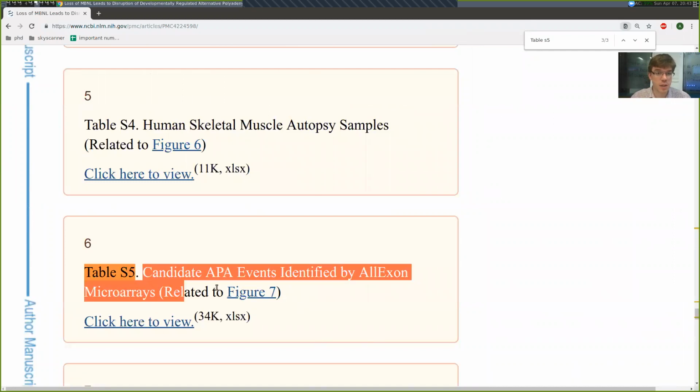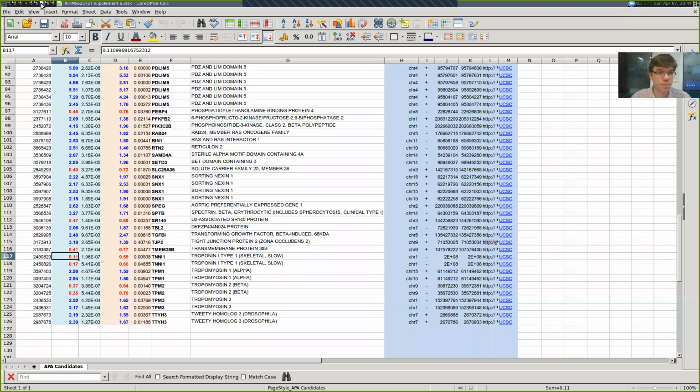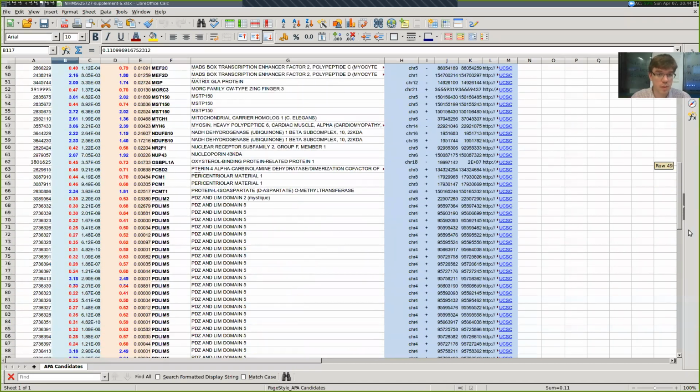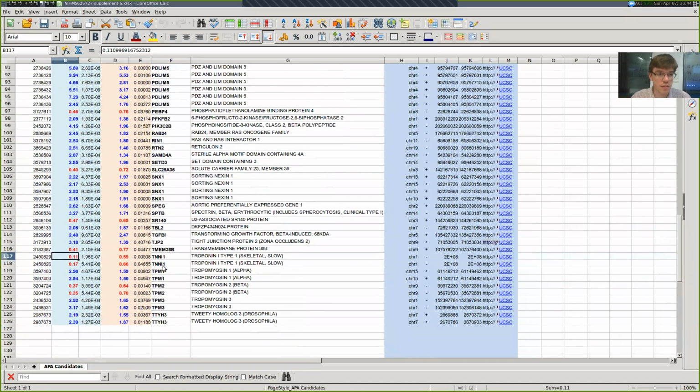So that's the table here, and I've already downloaded it. As you can see, it lists all the probes with potential alternative polyadenylation events, and TNNI1 is one of those listed here. What it shows is that this probe set was downregulated, was spliced out, just like in our data set, because the fold change is less than 1. And it's also coming up as very highly significant.